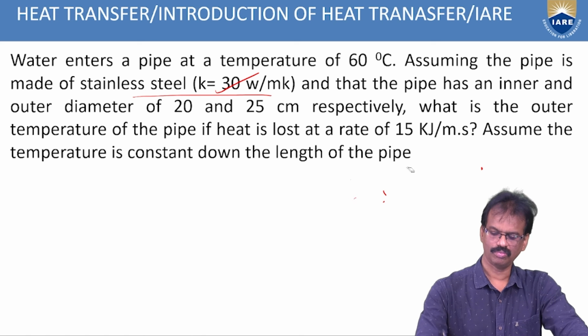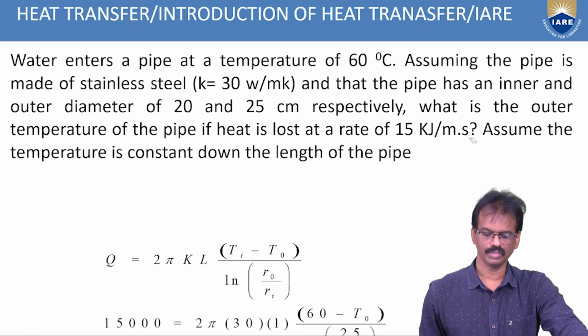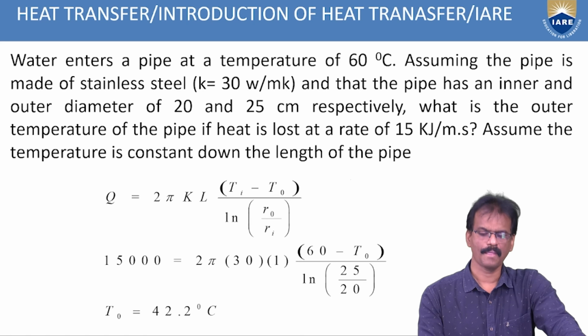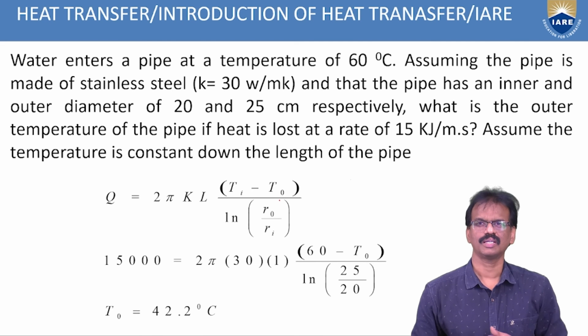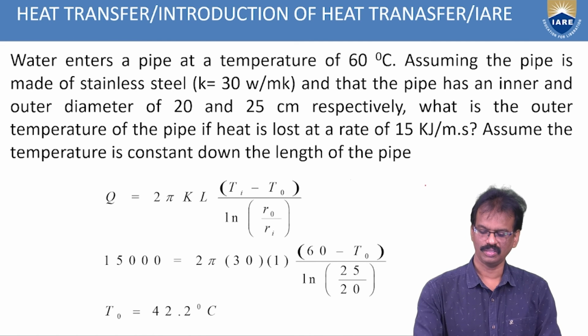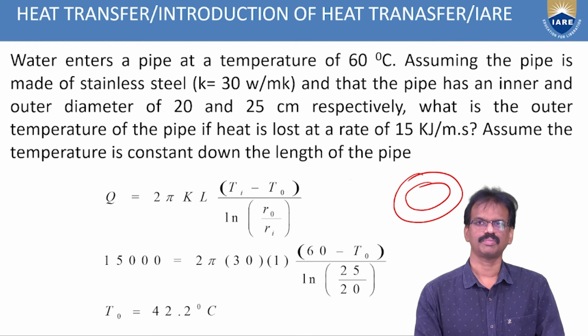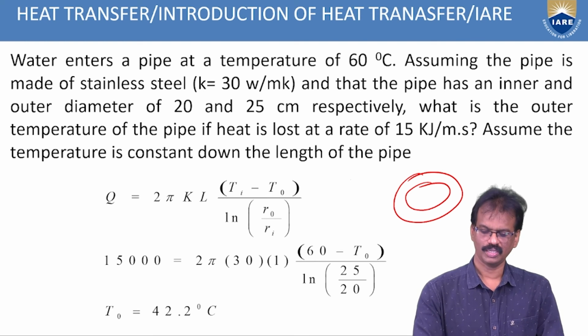First of all, we have to write the data given in this numerical. I'm giving the direct formula: Q is equal to 2 pi KL into Ti minus T naught. Here we are considering only the conduction process in the stainless steel pipe, not convection, because heat transfer coefficients are not given. So only conduction. Stainless steel conductivity is given: K is equal to 30 watt per meter Kelvin.